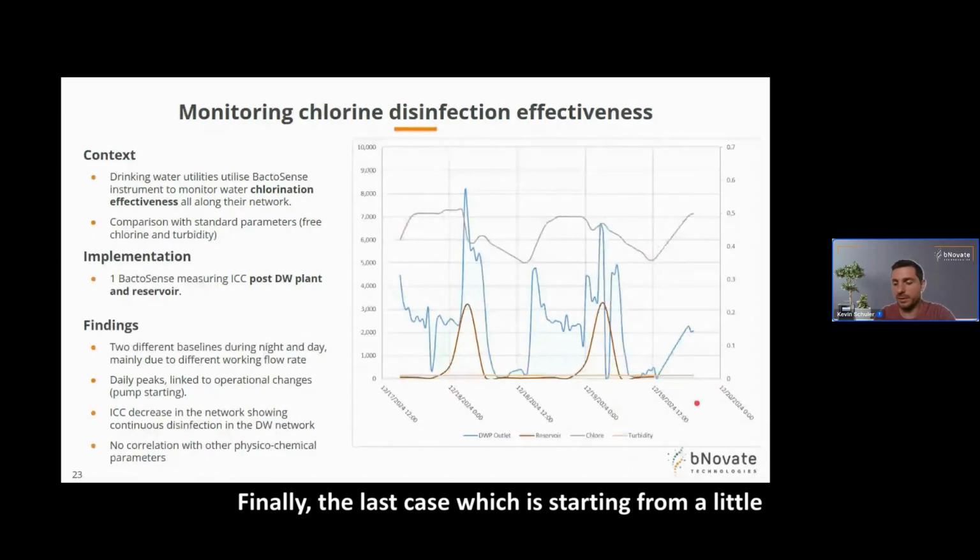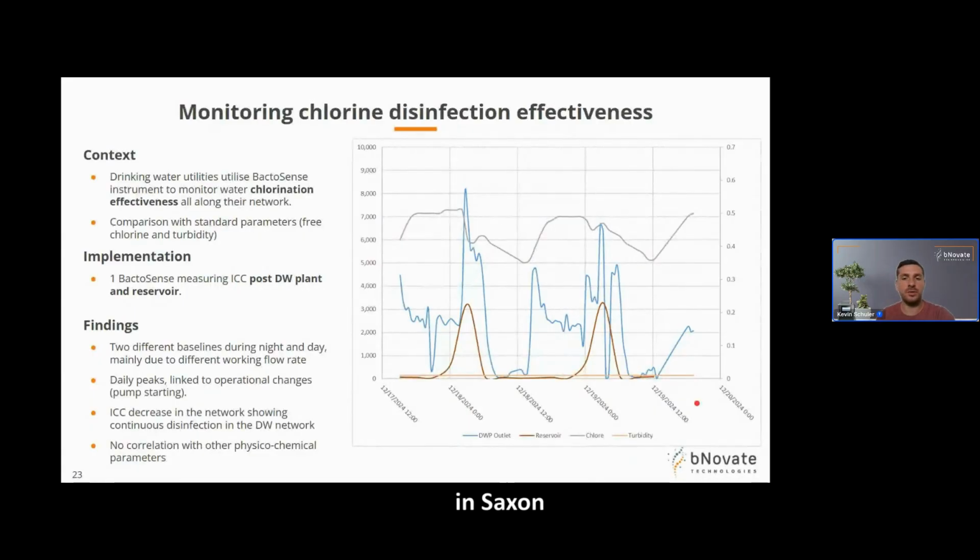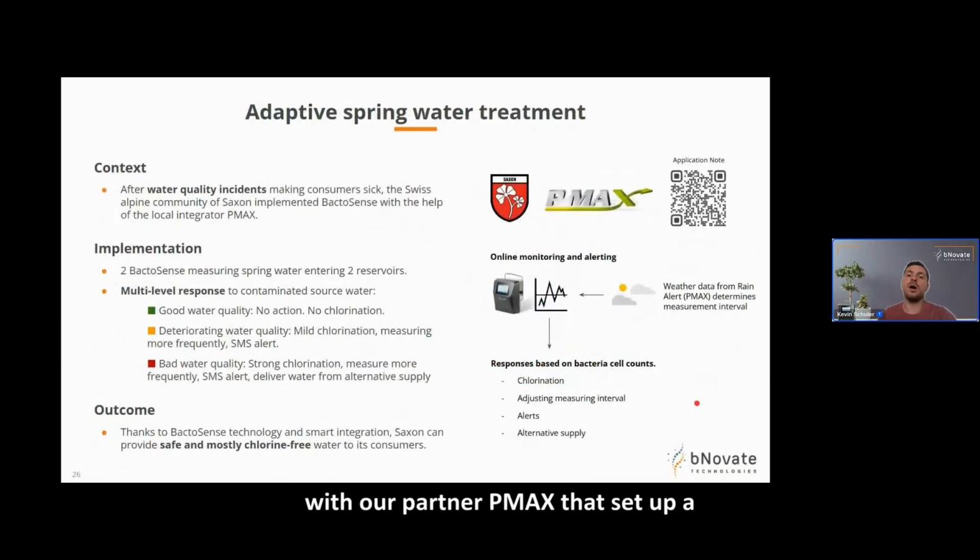And finally, the last case, which starts from the basics, just monitoring disinfection in a loop system, then in a tank, then also in the network. We have the full implemented solution in Switzerland, in Sion, with our partner Pmax, that set up a full system of online monitoring and alerting, also using weather forecast data that will help optimize chlorination when it's needed and when it's not, as it's Alpine spring water there.